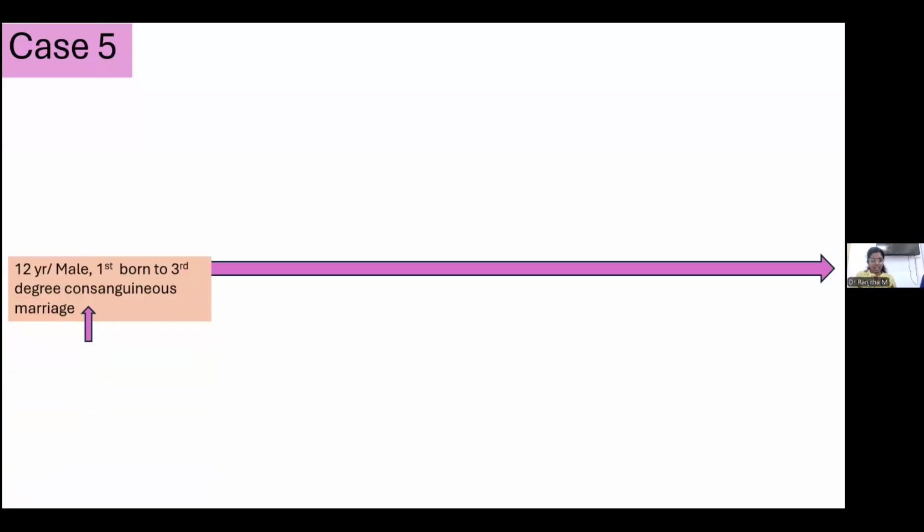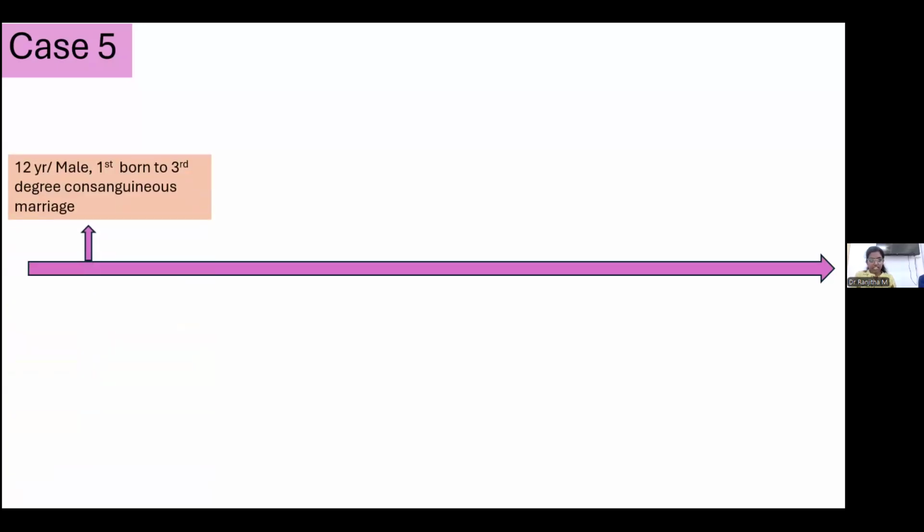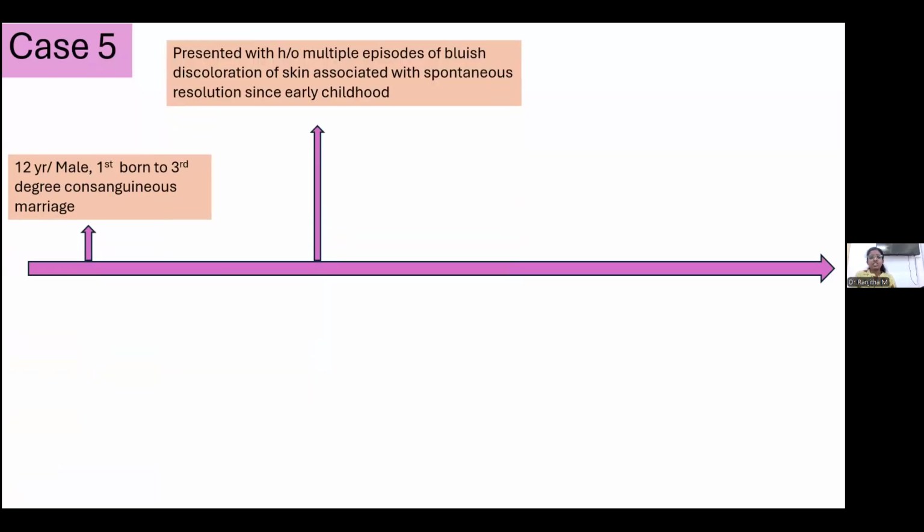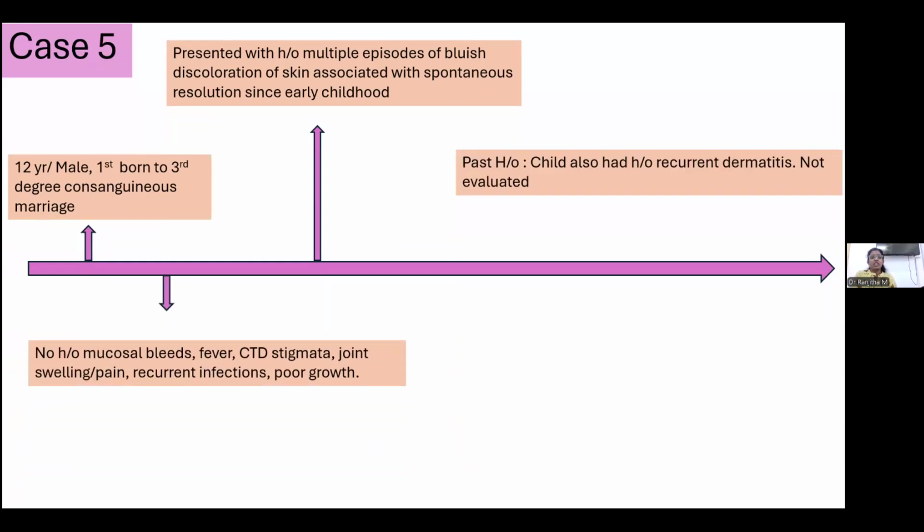Moving on to my case 5. Here is a 12-year-old male, first born to a third-degree consanguineous marriage couple, presented with a history of multiple episodes of bluish discoloration of the skin with spontaneous resolution since early childhood.